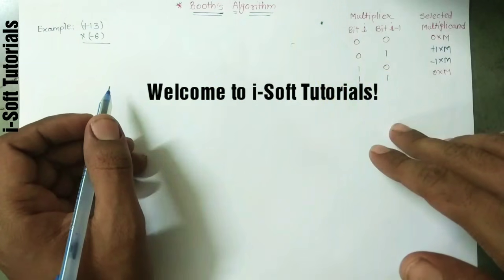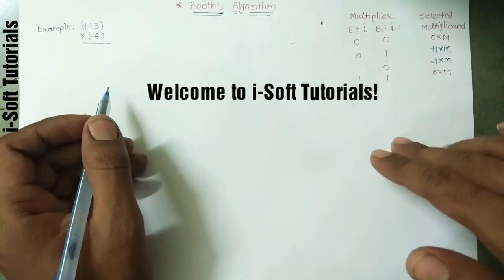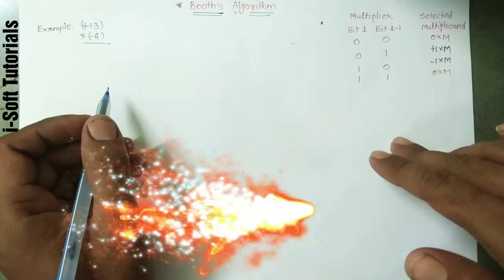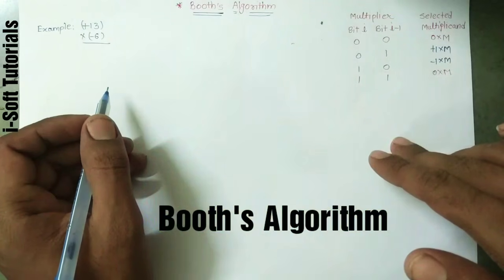Hi friends, let us discuss Booth's algorithm. It is used to solve 2n bit product for positive as well as negative numbers. That is, it is used for signed operand multiplication.